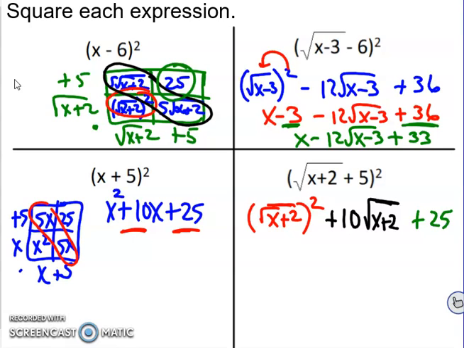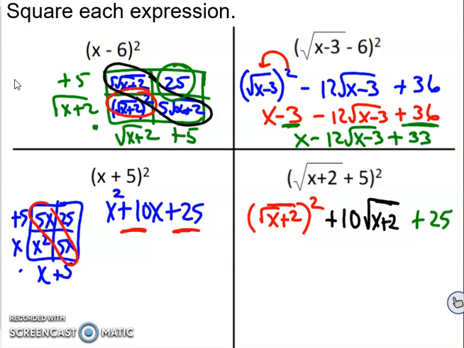So again, you look at the two answers, the numbers are the same. They both have a 10 and a 25. Again, the only difference between them is that in the problem on the left, we're using x, whereas in the problem on the right, we're using the square root of x plus 2. Go ahead and complete the simplifying as we did the problem above it, and then turn the video back on when you're ready to continue.